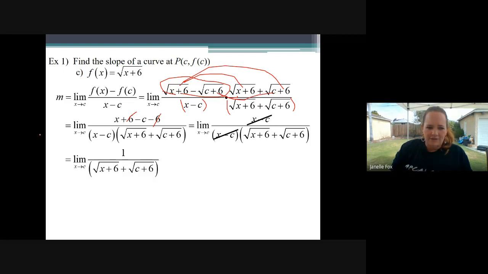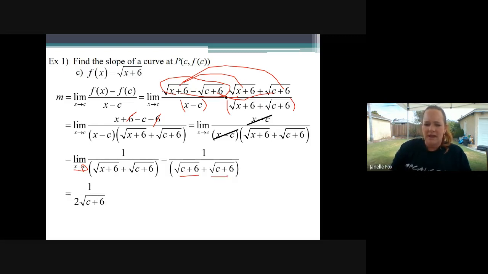Now, if I go ahead finally at this junction, if I plug in c, every time I see an x, it does not zero itself out on the top and the bottom. So I'm going to plug that in, and here's what I get. A 1 over a rad c plus 6 plus a rad c plus 6. But now I have 2 of these, and that's exactly what we're going to simplify. Okay, notice, guys, that there was no limit here because I plugged in the c value. You don't have to write the limit anymore. And then this is our answer. Okay, 1 over 2 rad c plus 6.